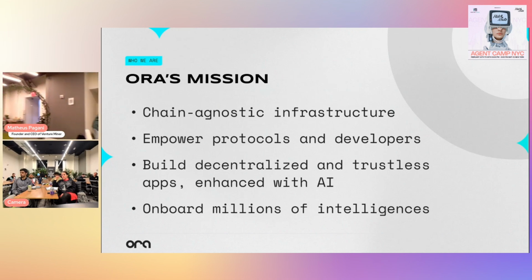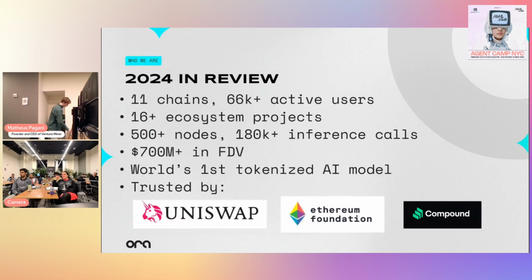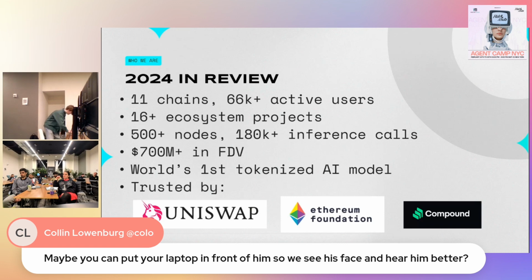Of course, our core value is about building decentralized and trustless apps, which depend on open source and fair accessibility. Again, just a bit about Aura: we're deployed across 11 chains. We are the cross-chain AI and Web3 infrastructure provider. Those are just some stats: 16 plus ecosystem projects have grown, and we've worked with Uniswap, Ethereum Foundation, Compound, etc., and more recently, teams like Base.